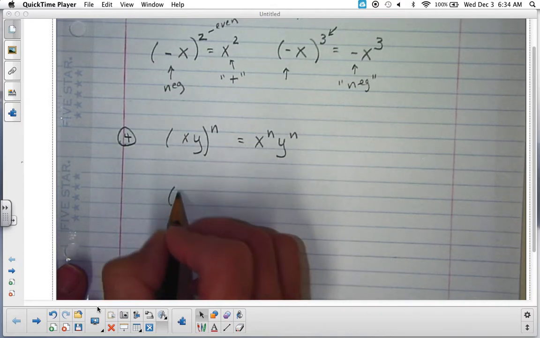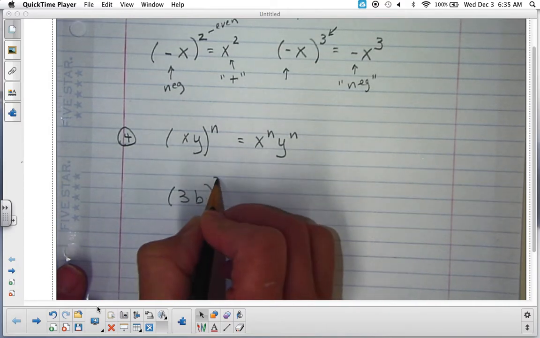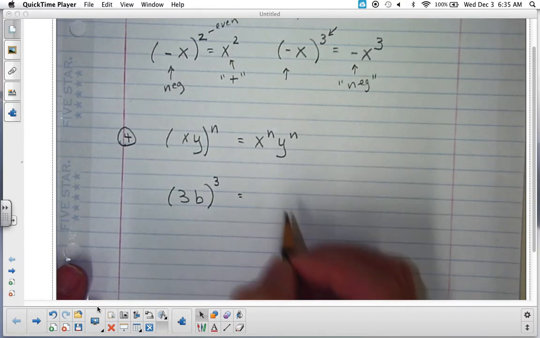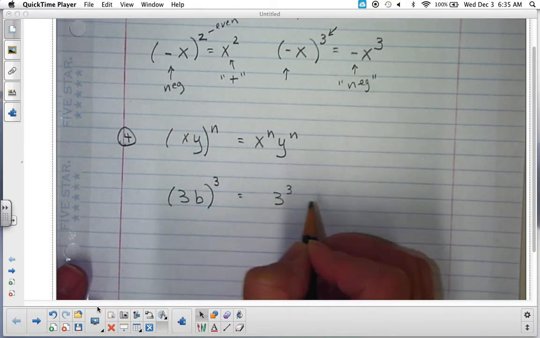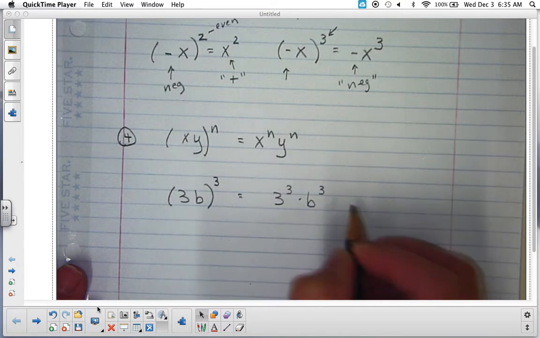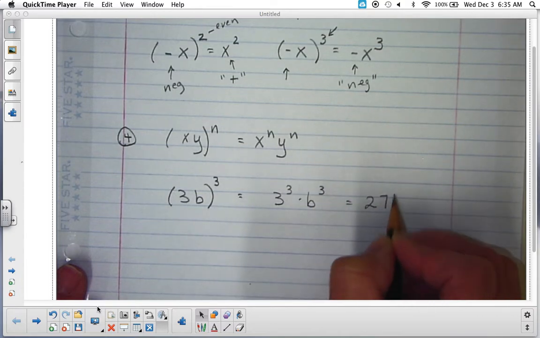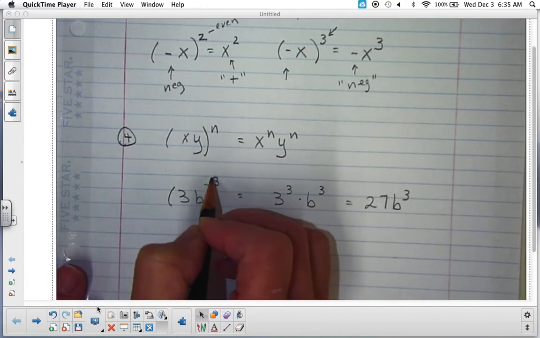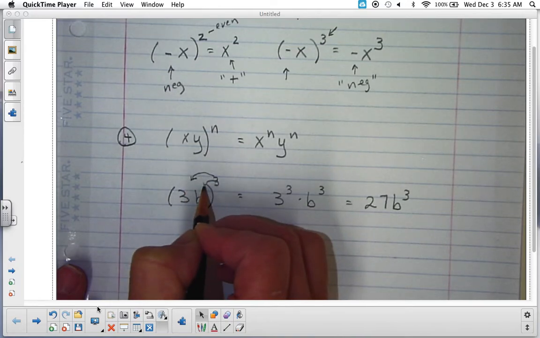So suppose I've got 3b raised to the third power. This is actually going to be 3 to the third times b to the third. My answer here will be 27b cubed. So this exponent has to hit everything that's inside.